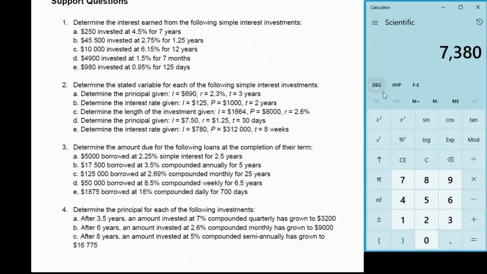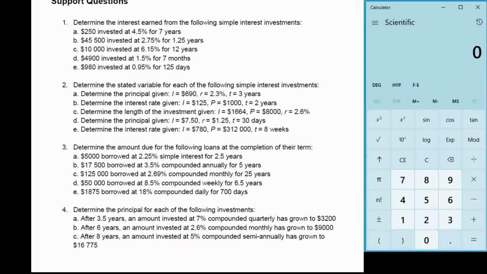Whereas number 2, let's look at 2C. We're given the interest, $1,664. We're given the principal and the rate. We have to find out the length of the investment, or the term. So in this case, we start with the interest, divide it by the P and the R, and we're left with the term, which in this case would be 8 years.